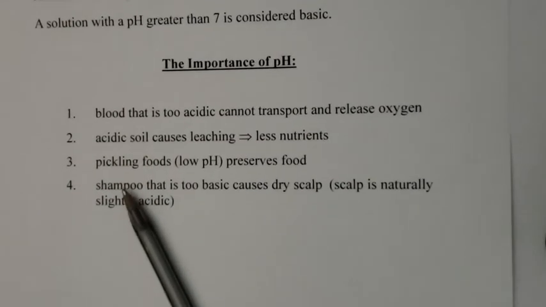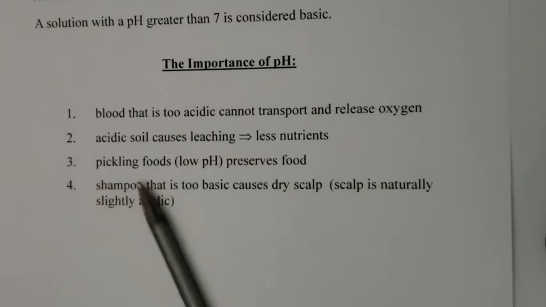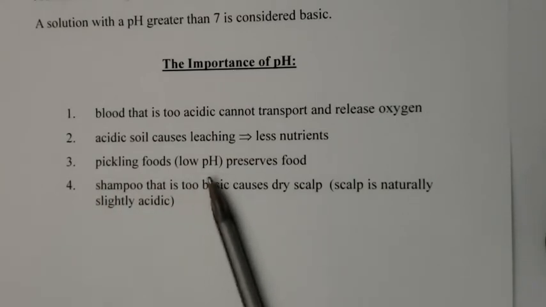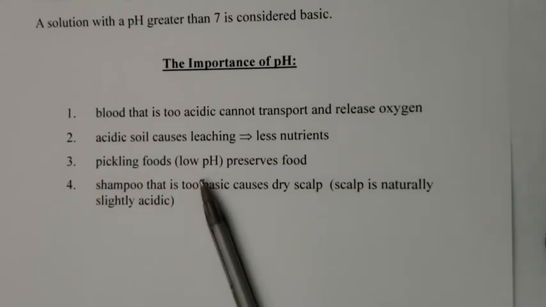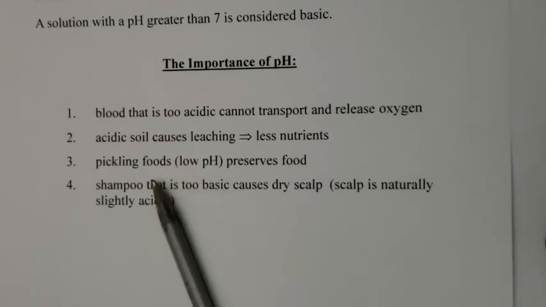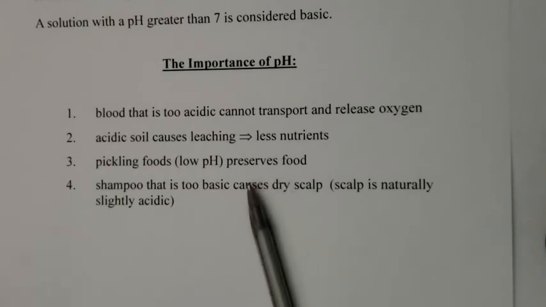Pickling foods. When we pickle foods, we want a low pH. So something like vinegar. I know my parents always pickle peppers, and people pickle different things, but we put it in vinegar because a low pH preserves the food. It kills any bacteria, anything that would cause the food to go bad.